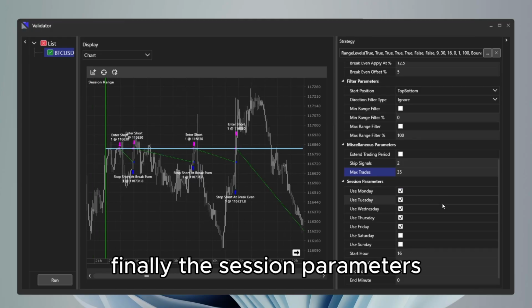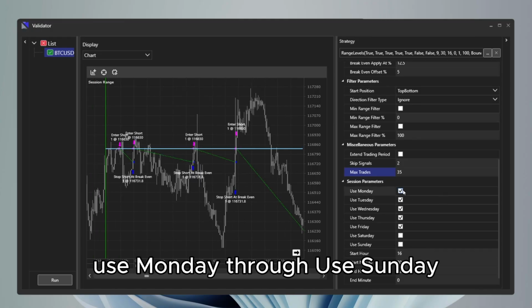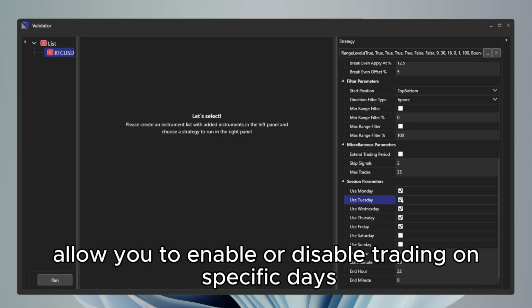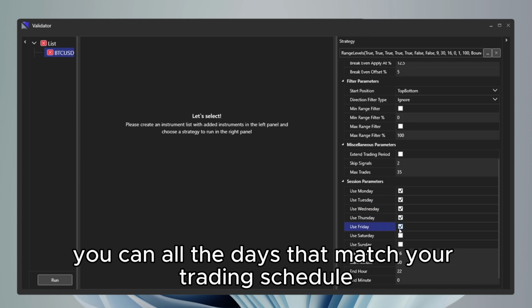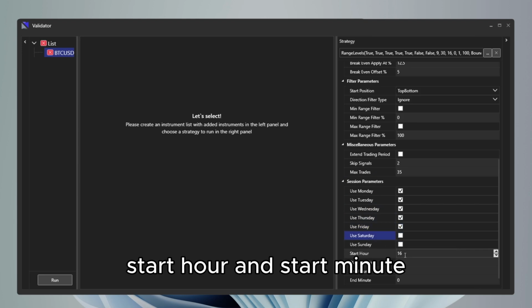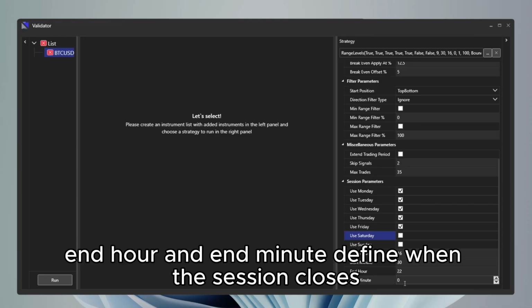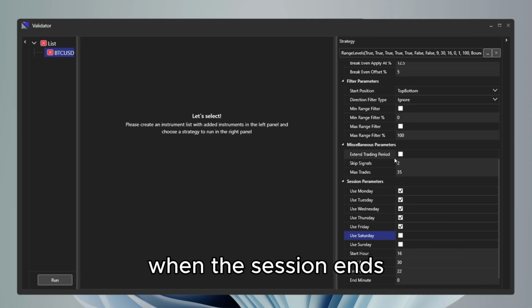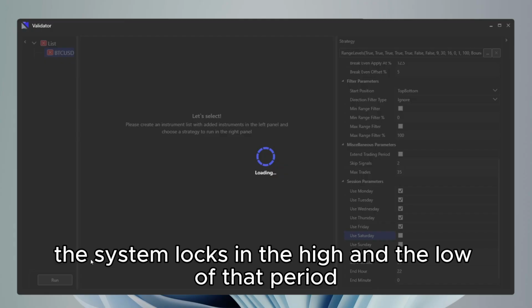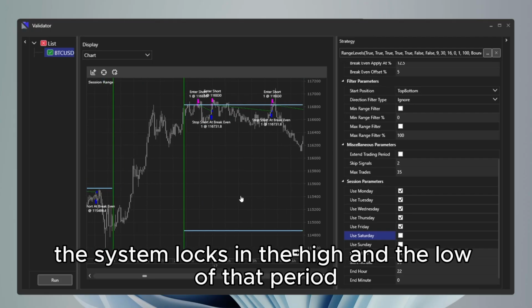Finally, the session parameters. Use Monday through Use Sunday allow you to enable or disable trading on specific days. You can select all the days that match your trading schedule. Start hour and start minute define when the session begins. End hour and end minute define when the session closes. When the session ends, the system locks in the high and the low of that period.